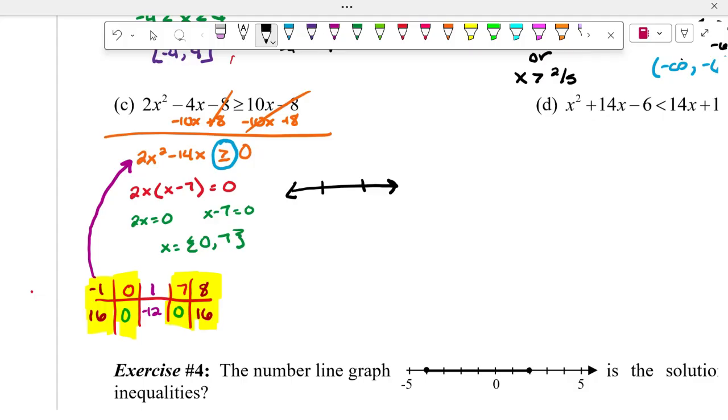All right. So I have 0 and 7. Am I going to do open or closed circles on these guys? Closed, because it's equal to. So do I want values less than 0 or greater than 0? Less than 0, because -1 is less than 0. And then I also want greater than 7 because 8's greater than 7. So can I write this as a compound inequality or do I have to write an or statement? Or statement. So how would I write it?